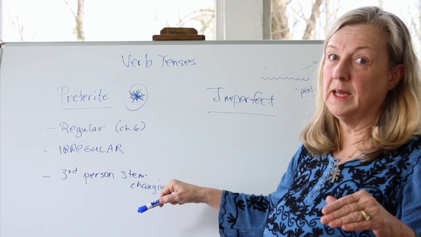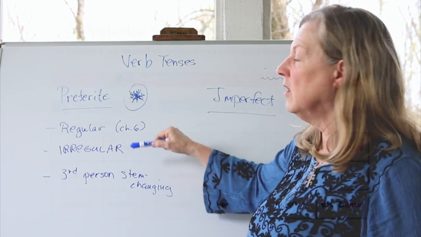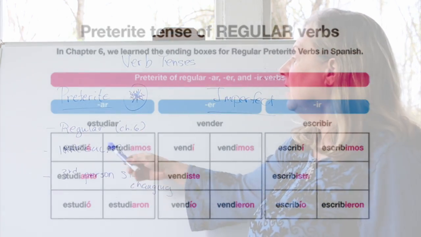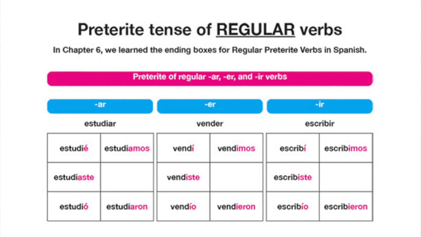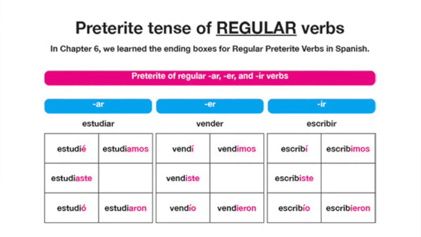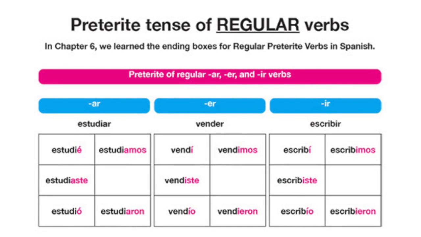So that's a little more complicated. And you've been learning that in Spanish too. You've been working on it all through this semester. Regular past is in chapter 6, and those are those regular endings, right? You learned an actual box of endings for the preterite regular verbs.